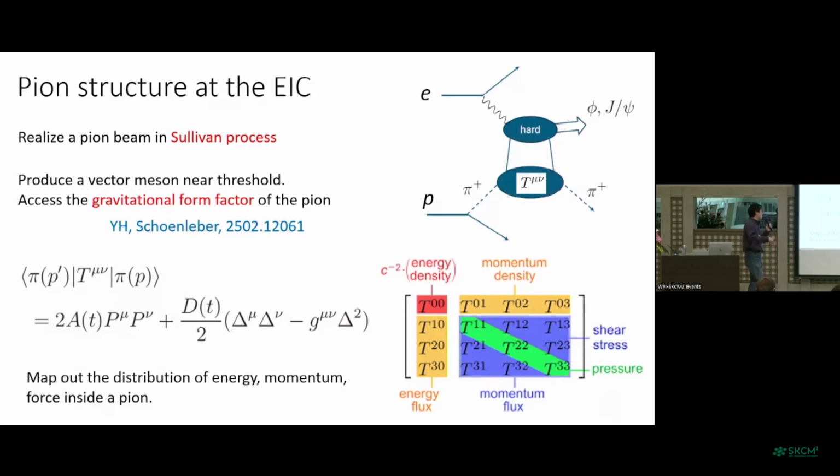If you study this process near threshold at low energy, then you can study the so-called gravitational form factor of the pion, which is basically the off-forward matrix element of the QCD energy momentum tensor. If you can measure these form factors A and D, then you can study the internal dynamics of the hadron, because the different components of the energy momentum tensor have different physical interpretations. For example, you have the energy density, the momentum density, and the shear and pressure distributions. So you can study these distributions inside a pion if you study this process at the EIC.